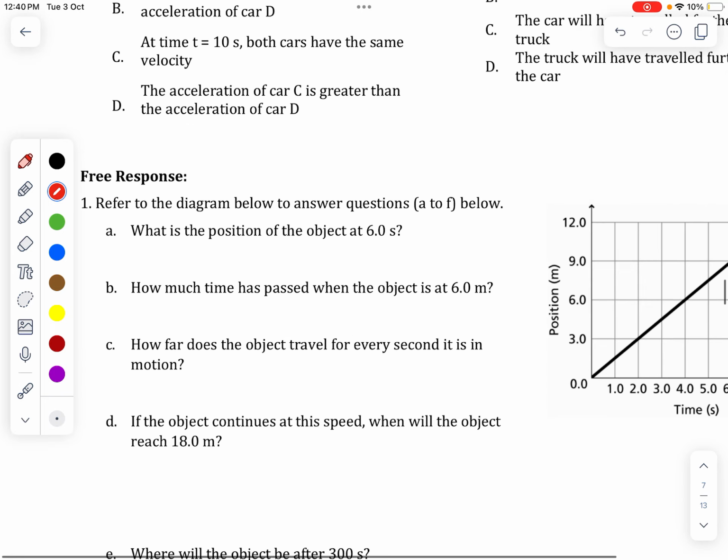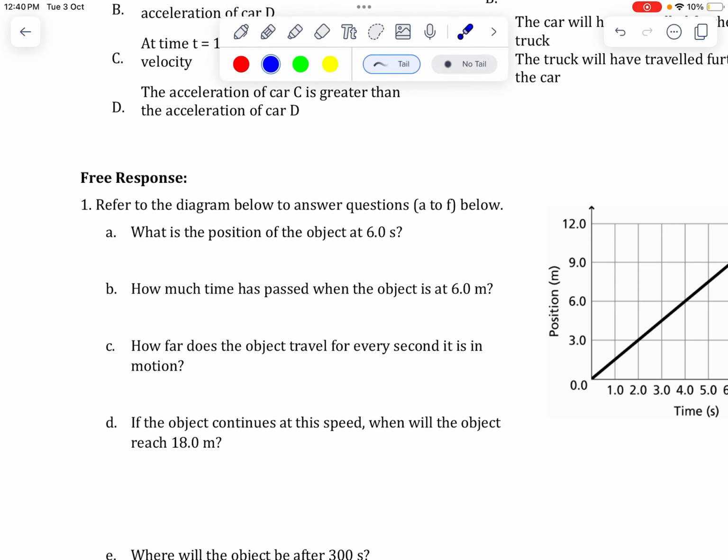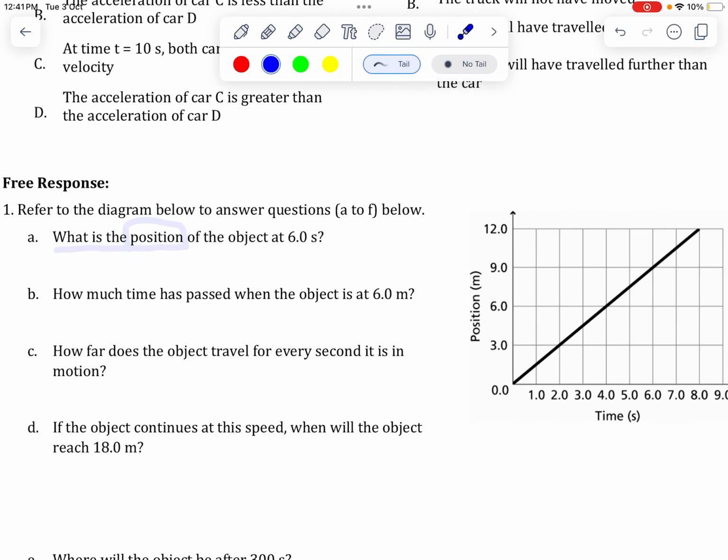Question number 1. Refer to the diagram below to answer questions A to F below. What is the position of the object at 6 seconds? The position is actually on the y-axis. At time equals 6, I will try to find the position, and it is here. So the position is at 9 meters. Don't forget to put the unit.